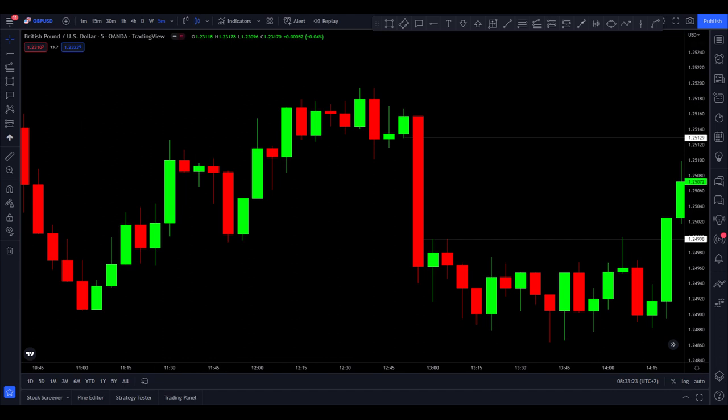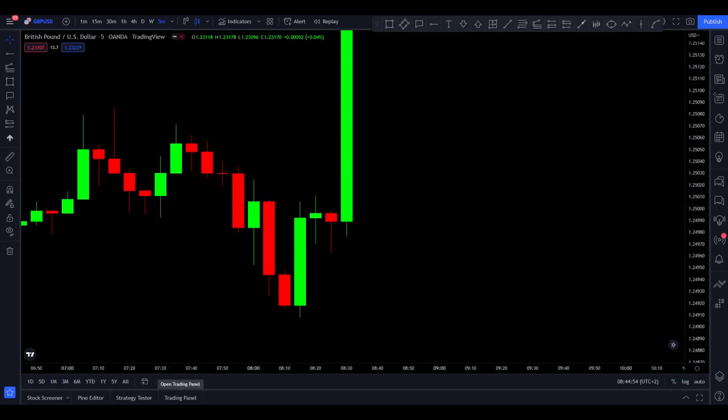And another example is this over here. As we can see we have a bullish engulfing candle. But after that bullish engulfing candle we can see that the market just shoots up, leaving a lot of gaps that need to be filled in the future. So we can use them as a reference for future reversals.